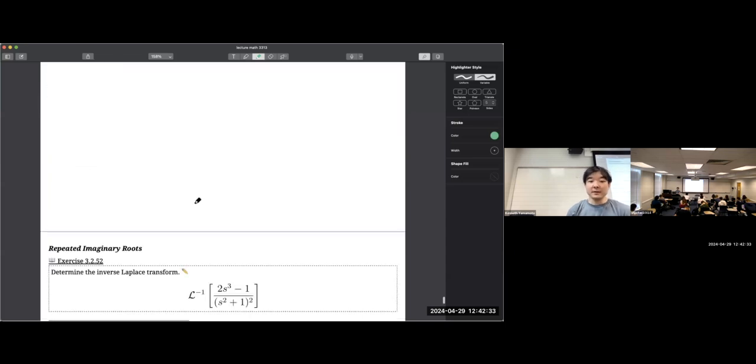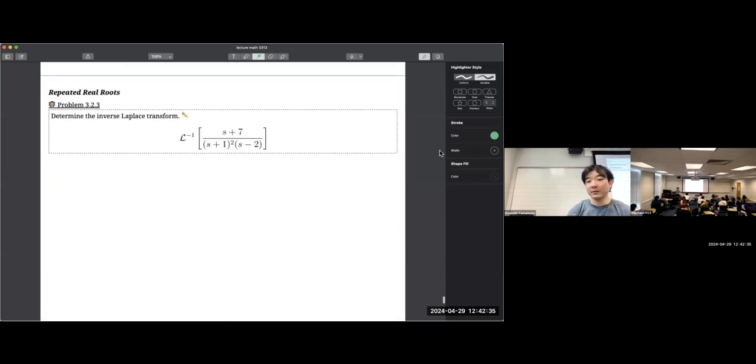And then, yeah, this is the last one. And then this one, it's already factored. So you're just going to say this is the same as a over s plus 1. But this is a multiplicity of 2. So you need another one with s plus 1 squared. Do you guys remember that?